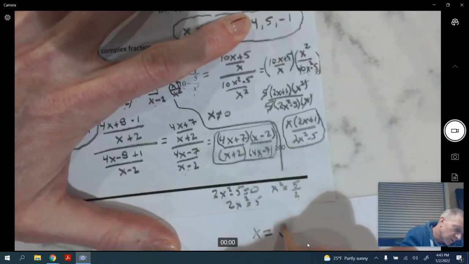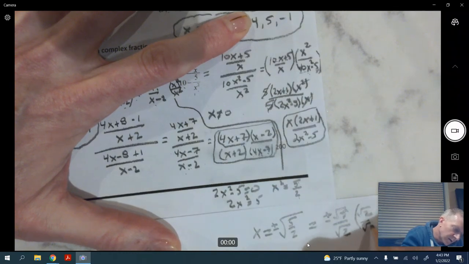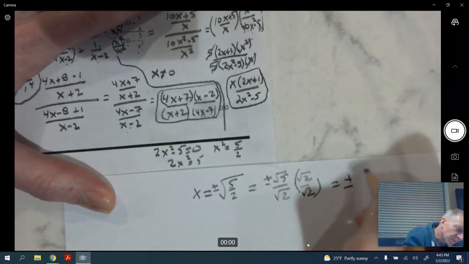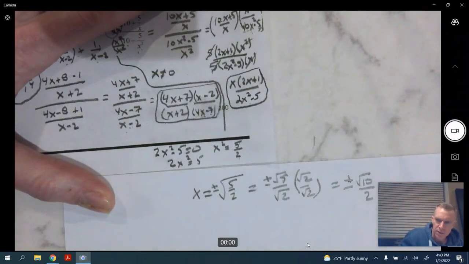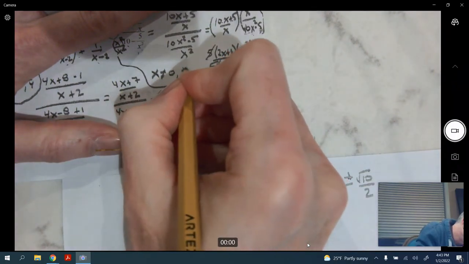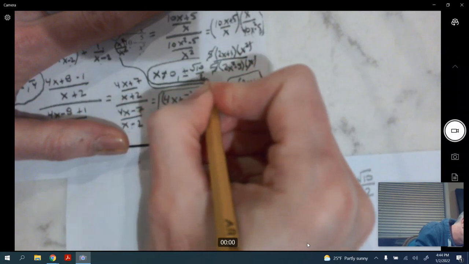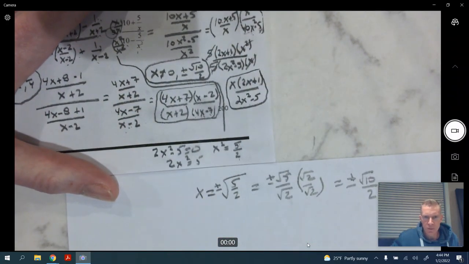X would equal plus or minus square root of 5 over 2, which would be plus or minus square root of 5 over square root of 2. Let's rationalize our denominator. So that's going to be plus or minus square root of 10 over 2. Okay. So x cannot equal plus or minus square root of 10 over 2. Okay, so it's kind of messy, but that's how you would do that problem.